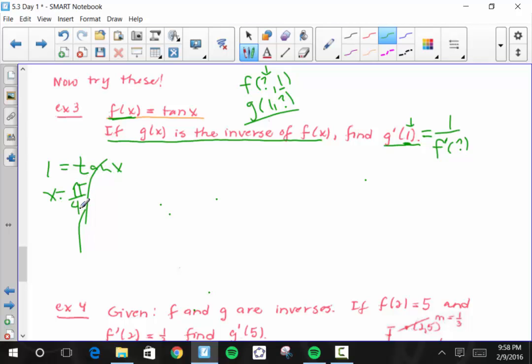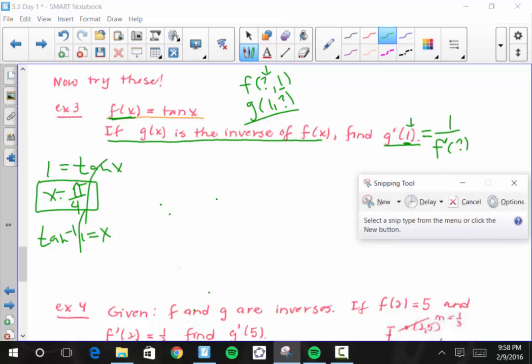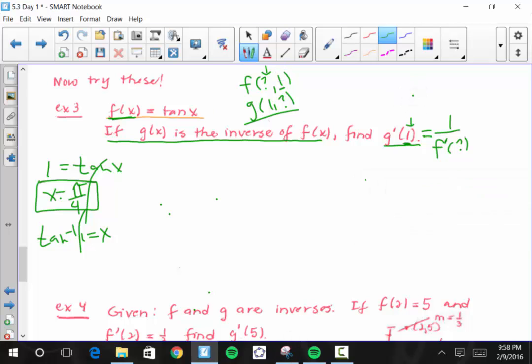And if you don't remember that, you can put it in your calculator and try to figure it out. You can do tangent inverse of 1 equals x, and I think that will give you pi over 4 as a decimal of some sort. But if you can remember your unit circle, it's very useful. So pi over 4 for tangent of our question mark. So we know that this f function goes through the point pi over 4, 1. Okay, we're going to use that.